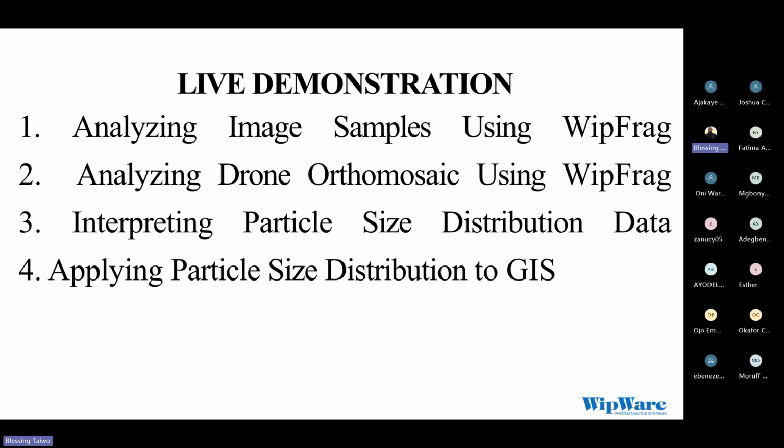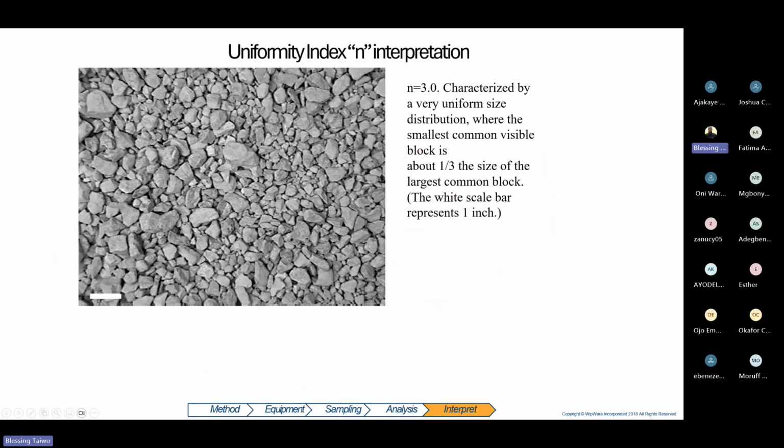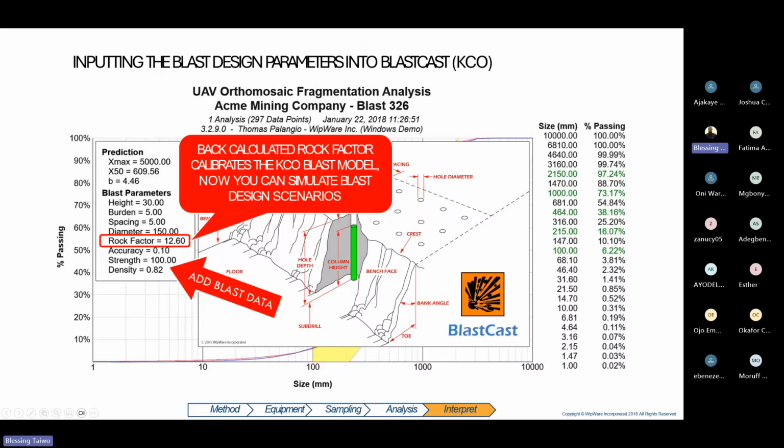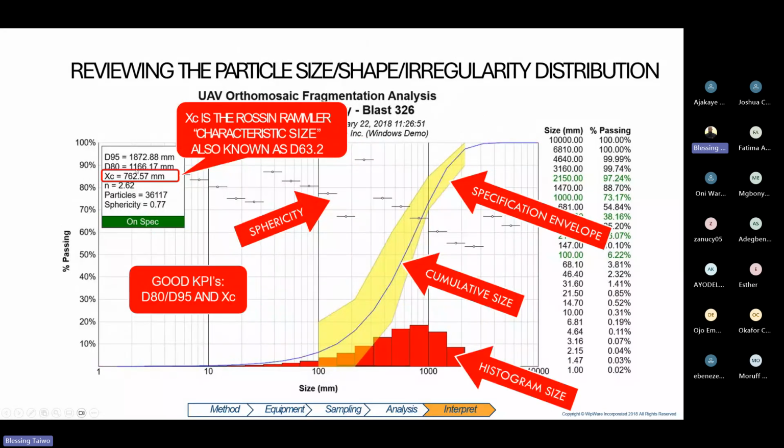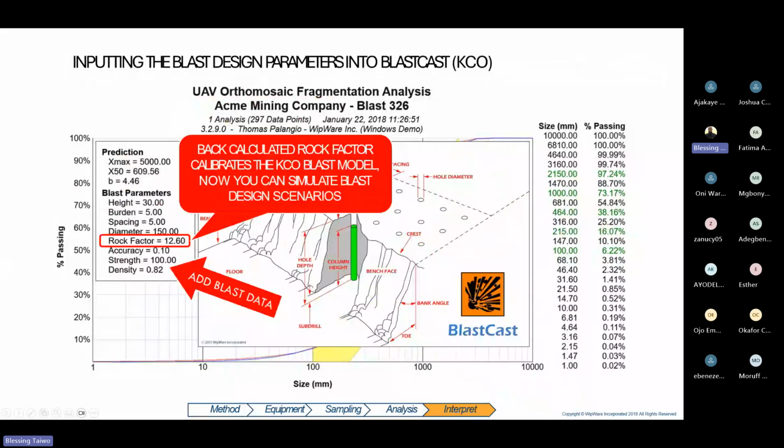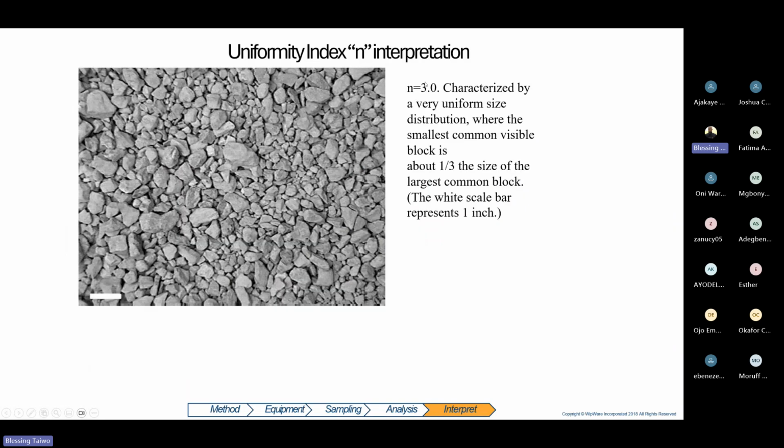Okay, yeah. So I've explained this. If you need the slide, I will send it to you. I've explained what the DAT stands for, the cumulative, the envelope, and the histogram. So I've moved fast ahead of this. I've explained the blast cast. So for the uniformity index, when you have an n value equal to 3 from the result, this is how the material looks, and this is the interpretation.